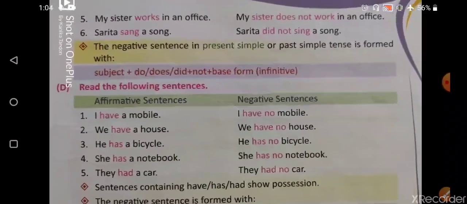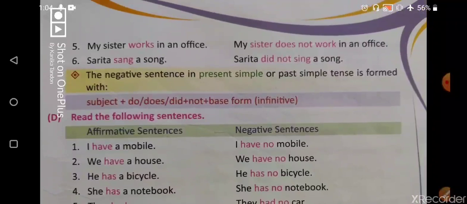My sister works in an office. My sister does not work in an office. Sarita sang a song. Sarita did not sing a song. The negative sentences in the present simple or past simple tense are formed with subject plus do, does or did plus not plus base form.